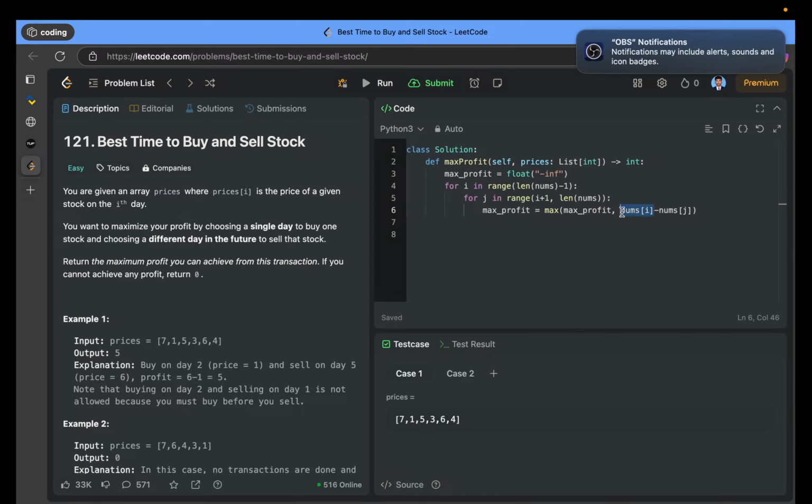This is a day on which I have bought that stock, and this is the day on which I am selling that stock. So this is the price on the day on which I have bought the stock, and this nums j is the day on which I am going to sell that stock. So it will give the difference, or I say profit. And then I have to just return that max profit. Well, I don't see any error, or I say logic error.